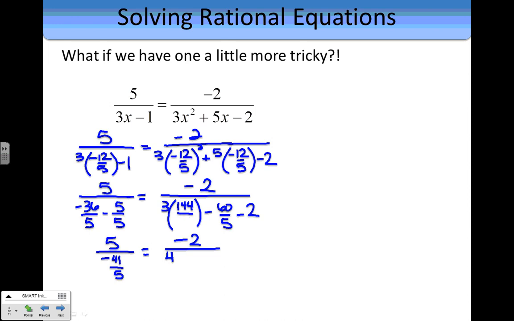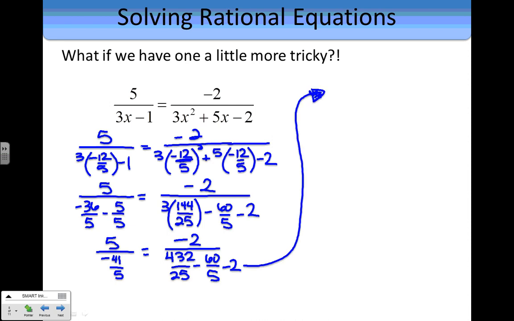Okay, I made a little mistake up here. This squared, negative 12 fifths squared, should be 144 over 25. So this is going to be 432 over 25, because I needed to square this negative 12 fifths. Square both the top and the bottom. 432 over 25 minus 60 over 5 minus 2. So on that right side, we need to find a common denominator. I'm just simplifying, so I'm keeping the numerator the same and just going through and simplifying the denominator with my fractions. So we got 432 over 25 and 60 over 5 and 2.